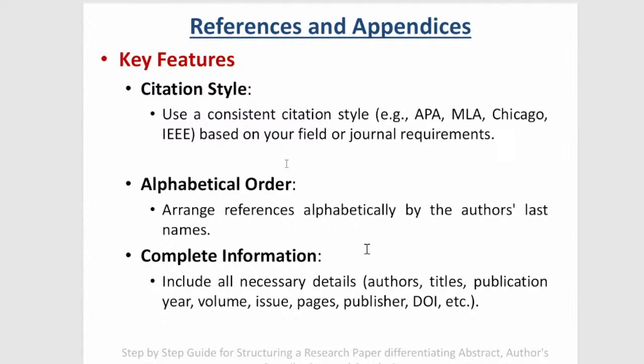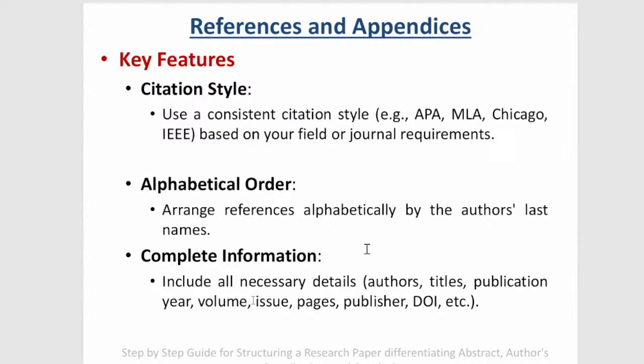The key features include the citation style. In Google Scholar we can see there are different citation styles: APA, MLA, Chicago, IEEE. There are different kinds of citation style as described and asked by the particular publisher. According to that, we can follow it.